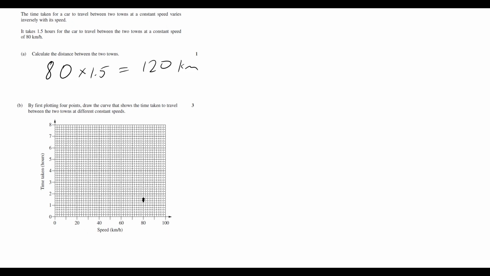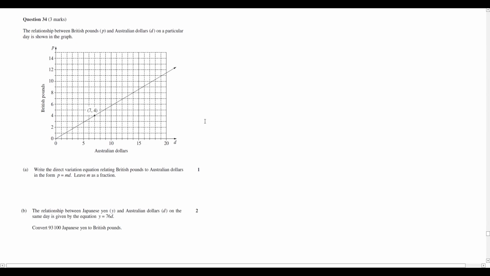What about if you're traveling at 60 kilometers per hour? Well, that would take us 2 hours. So 60 goes into 120 twice. Now, if we're doing 40 kilometers per hour, 40 goes into 120 3 times. And now if we're traveling at 20 kilometers per hour, 20 goes into 120 6 times. So that would go right around there. So now we've got 4 different points. So what we can do is try and construct roughly the hyperbolic function. It would look a little bit like that. And that's our answer to part B.